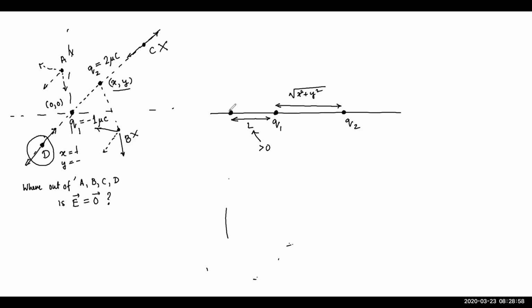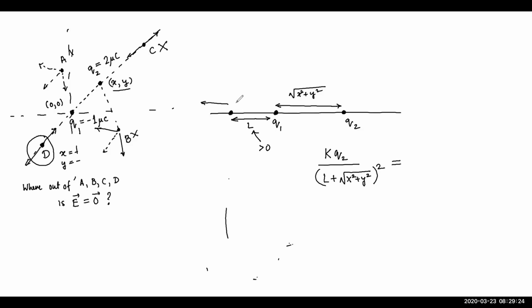So first what we do is we find the force due to Q2. So in order to find the force due to Q2, we'd have to write K Q2 divided by the distance between Q2 and this charge over here, this point, squared. So that is L plus square root of x squared plus y squared, the entire quantity squared. That must be equal to, so this is the force with which Q2 is pushing it.